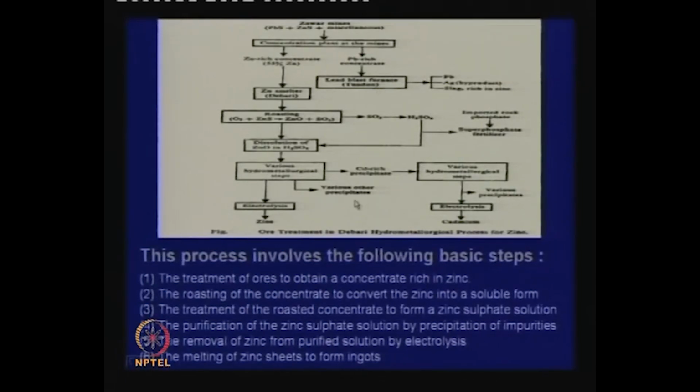I have discussed what are the steps in the process we follow in production of zinc in Udaipur. Initially, the company was Udaipur Zinc Limited. Now, it has been privatized, and the company which is producing zinc is called Sterlite. The ores first produce a concentrate rich in zinc, then there is a roasting of the concentrate to convert zinc to soluble form.